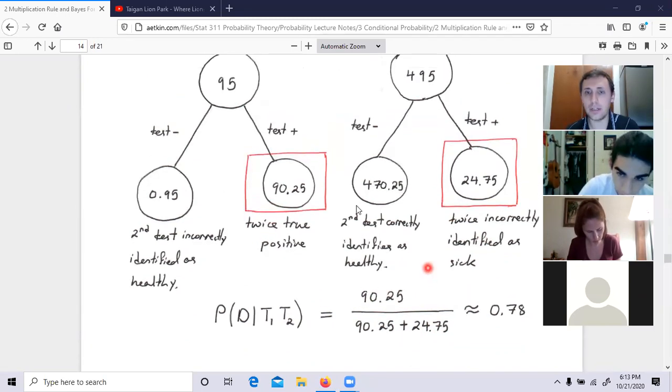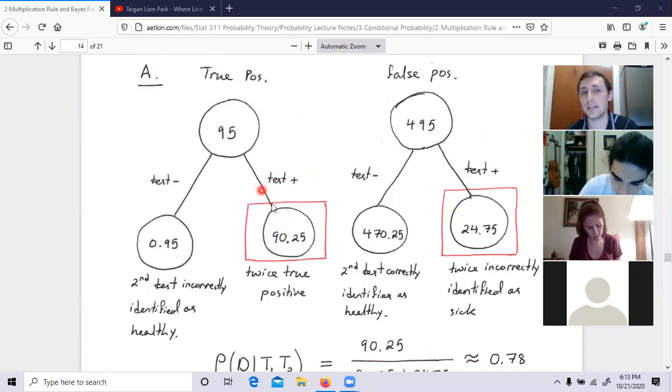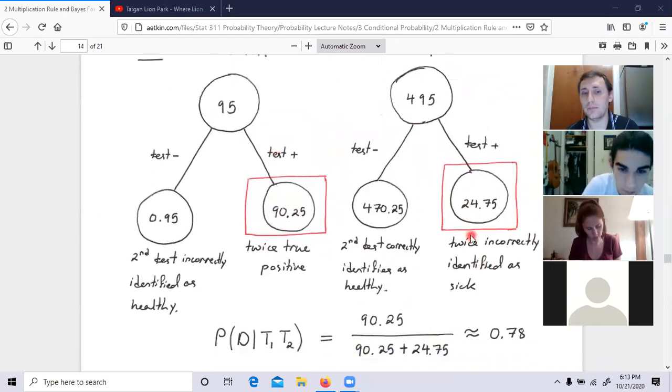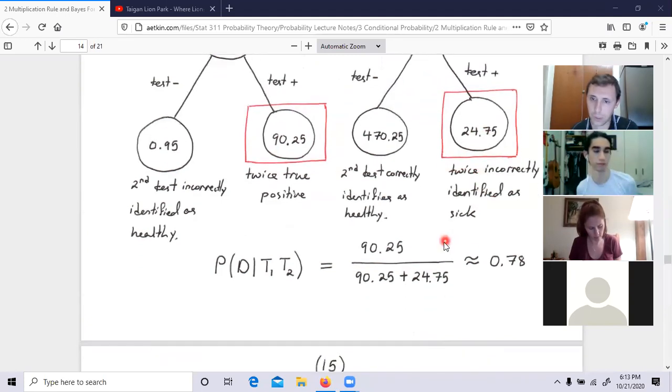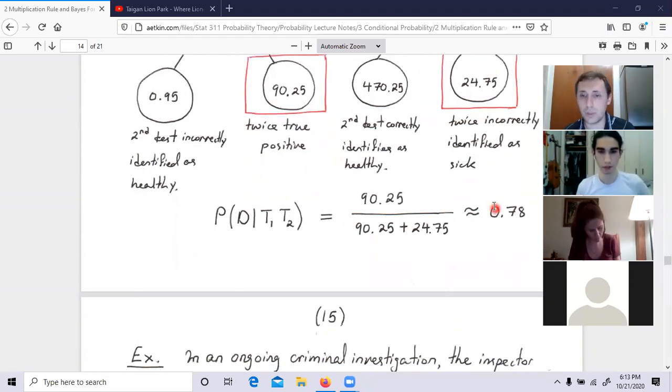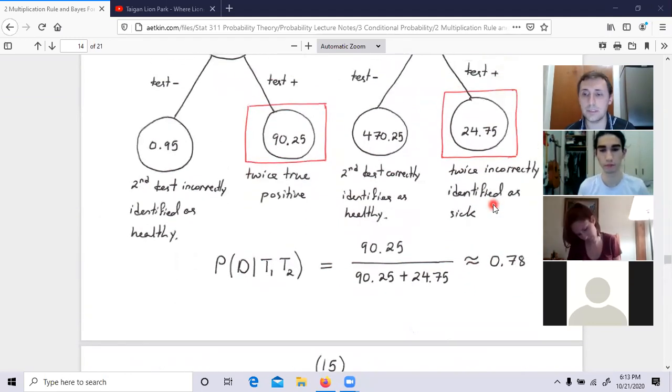You understand how I did it? Again, because my sample space is now twice test came to be positive, so it's here. And to have the disease, you are one of those people, and not to have the disease, you're one of those people. So now it's 0.78. So having two positives make it very much more likely that the person has the illness.